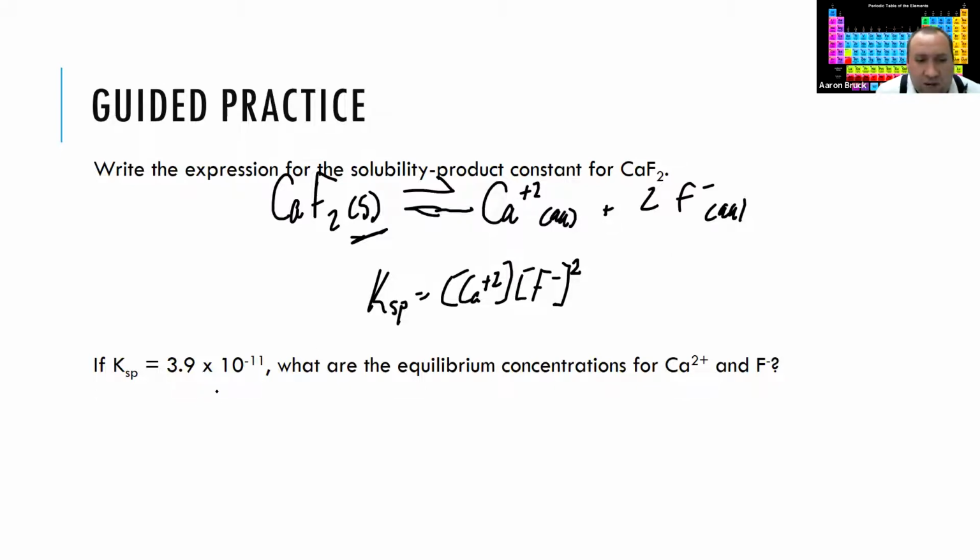Now, if KSP were equal to 3.9 times 10 to the negative 11th, what are the equilibrium concentrations for calcium and fluoride? So this is where we're going to take that familiar concept of an ICE table or a RICE table, depending upon what your instructor likes to call it, and we're going to apply it to a new situation now. So I've got calcium fluoride in equilibrium with the calcium ion and 2 fluoride ions.